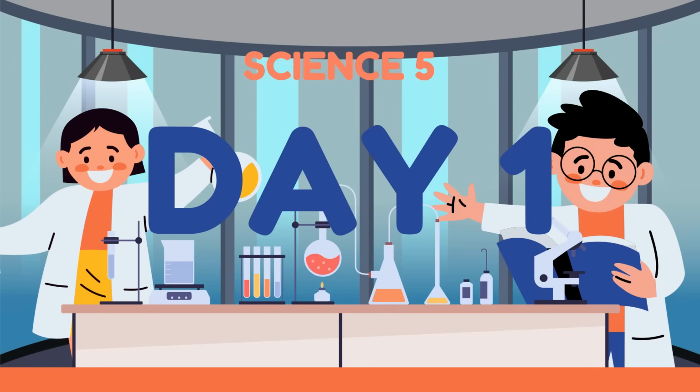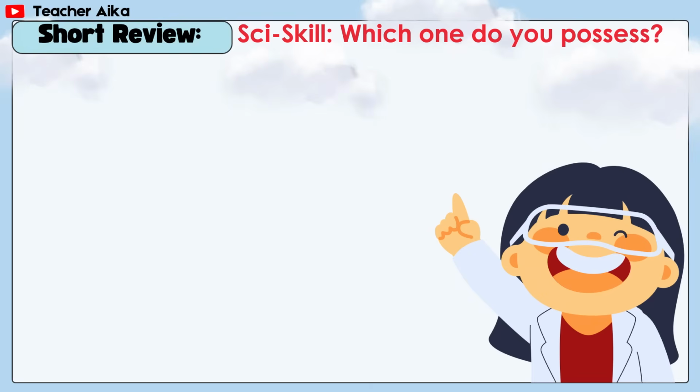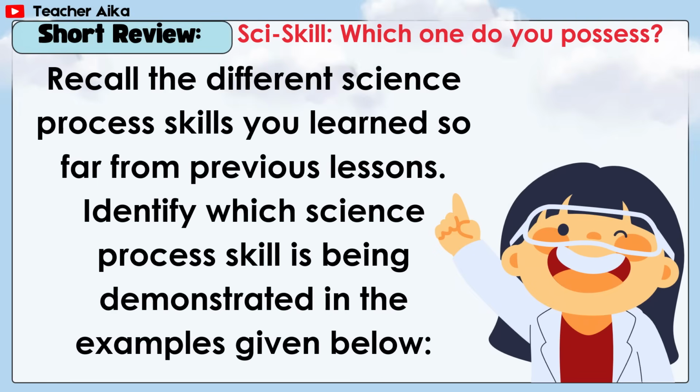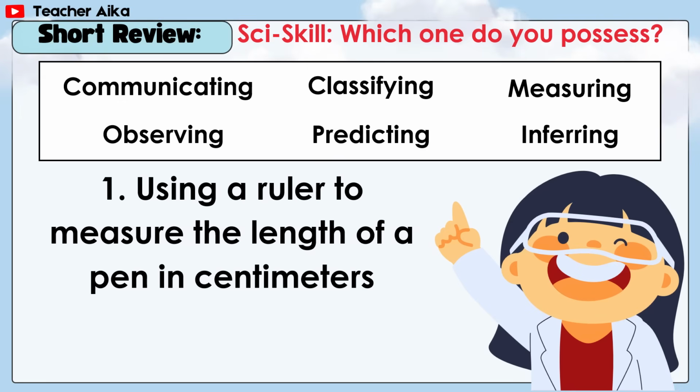Day 1. Let's have a short review. Science skill. Which one do you possess? Recall the different science process skills you learned so far from previous lessons. Identify which science process skill is being demonstrated in the examples given below. Here are the choices: communicating, classifying, measuring, observing, predicting, and inferring.